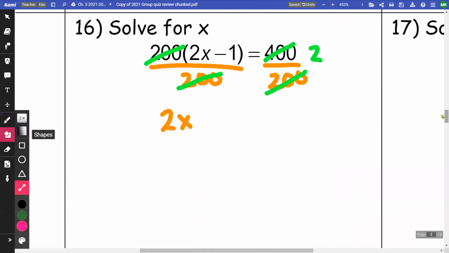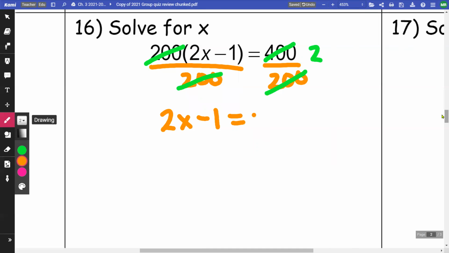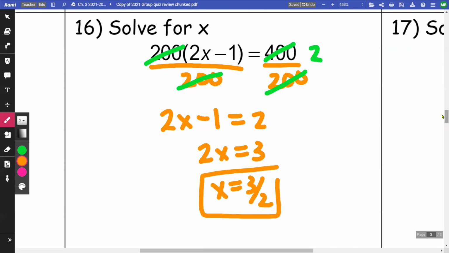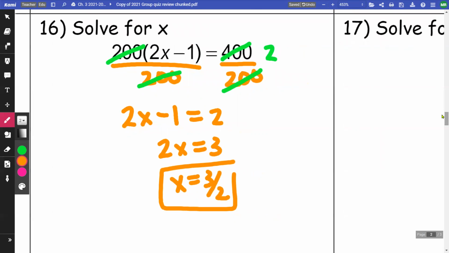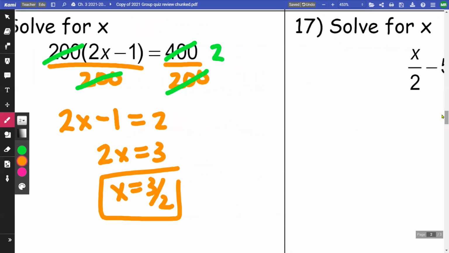So I am going to get a 2x minus 1 on the one side. And on the other side, I'm going to get a 2. I'm going to add 1 to both sides. I get 3. I'm going to divide by 2. I get 3 halves. So some of us might have had something different, but if you reduce it, it should reduce down to 3 halves.